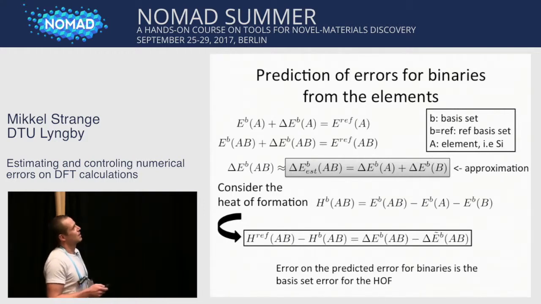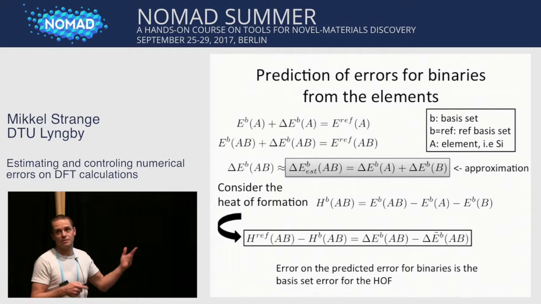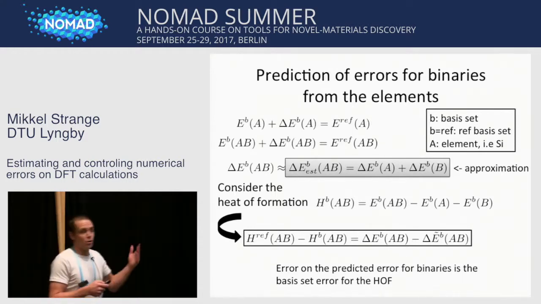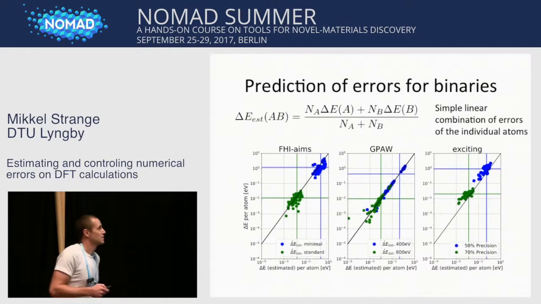Just to give an idea why this might work, you can consider something like a heat of formation, which is an energy difference. If you insert the estimated error here, it turns out that the error we make on this estimate is the basis set error on the heat of formation, and normally we expect these to be small errors because of error cancellation for the heat of formation. So hopefully we can predict errors relatively well in this way. And this is the plot we see here.